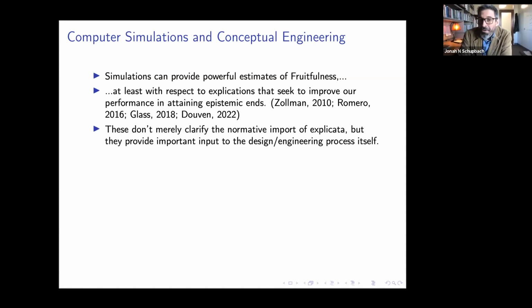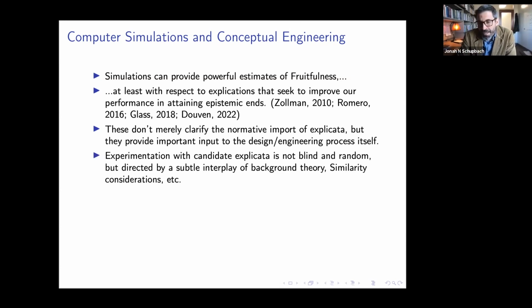Okay, these don't merely clarify the normative import of explicata, but they provide important input to the design engineering process itself, right? There's this feedback loop again, as I showed in some of these slides, where we see some interesting results in terms of the fruitfulness of certain potential explicata, and then we might go back to the drawing board and try to design a better explicatum that gets it better across the board, or nearly.